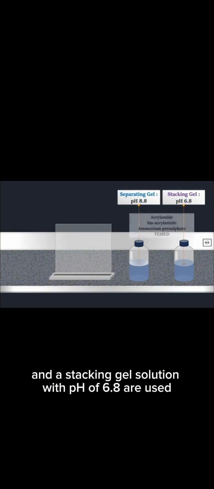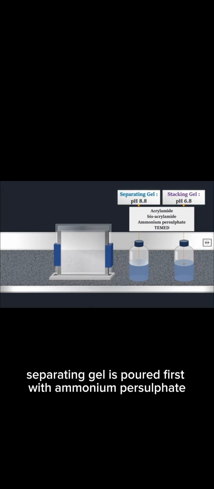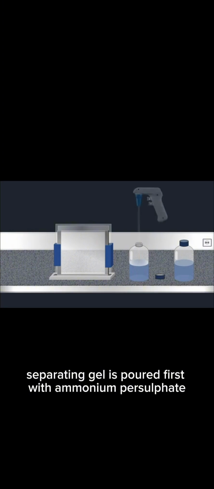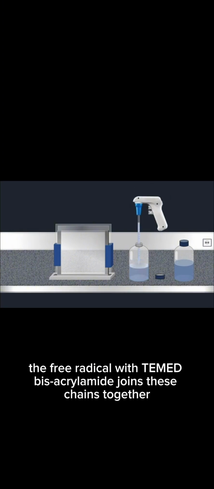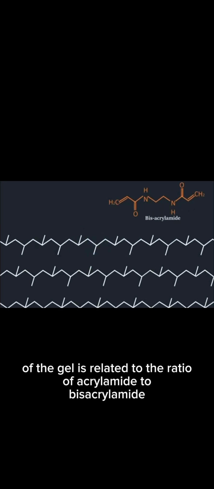For gel preparation, a separating gel solution with pH of 8.8 and a stacking gel solution with pH of 6.8 are used. They contain acrylamide, bisacrylamide, ammonium persulfate, TEMED. Separating gel is poured first, with ammonium persulfate initiating the free radical polymerization. Bisacrylamide joins these chains together, serving as a linker. The pore size of the gel is related to the ratio of acrylamide to bisacrylamide.